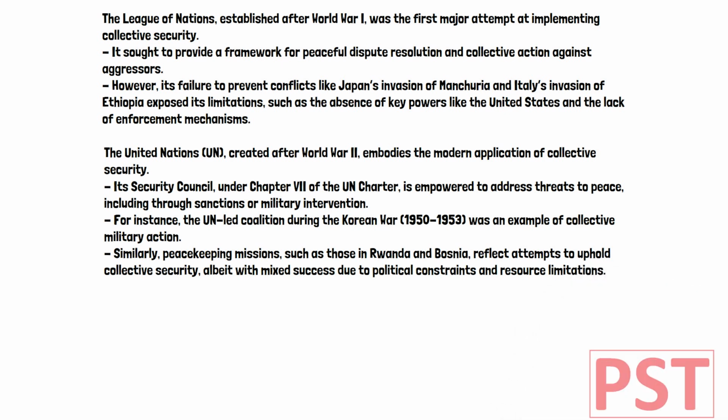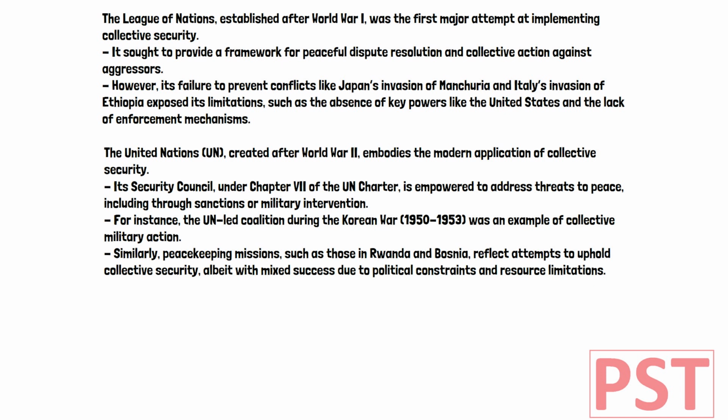So, after the Second World War, we have a new organization coming up, shaping international politics and international relations, and so does the concept of security and the concept of collective security, and that was the United Nations. The United Nations became a modern example where they tried to apply the concept of collective security.